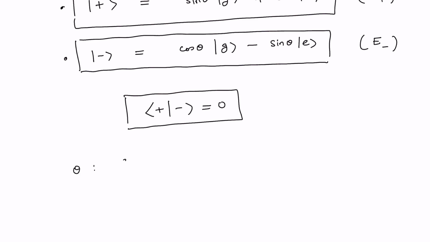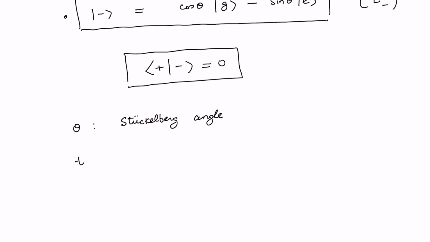And this angle theta has a name, and it is called the Stückelberg angle. It is called the Stückelberg angle, and it is defined by this expression: tan 2θ is equal to minus capital Omega by Delta. Let me actually show you how this expression is coming.